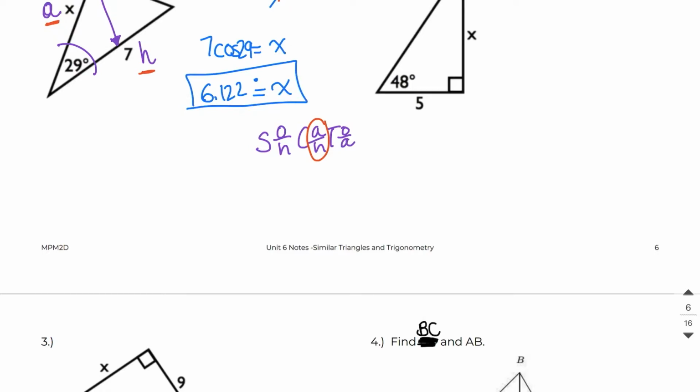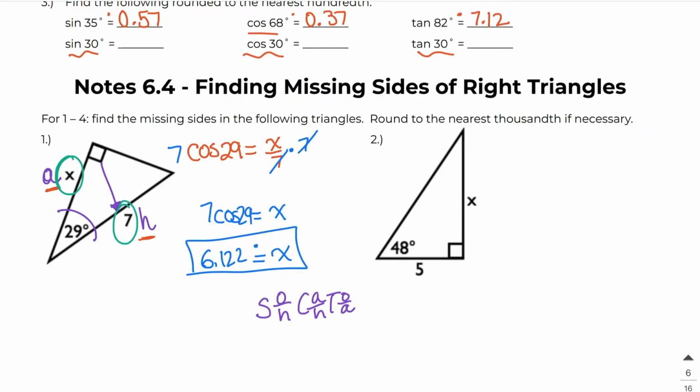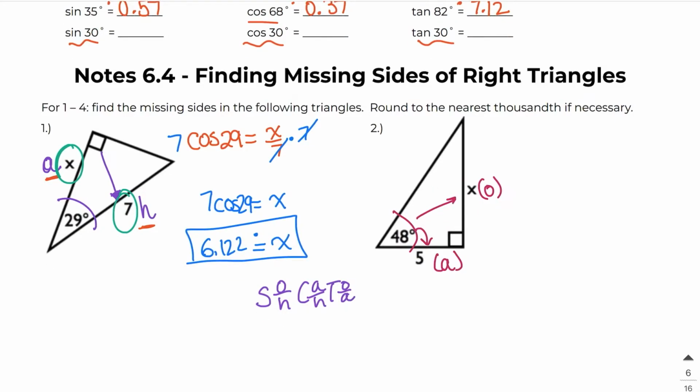So we know that x here is going to be approximately 6.122, and we have solved for x. All right, in our next example, we're given angle 48 degrees, and the opposite side to it is the x, and then the adjacent side to it is the 5. How do I know that this is adjacent? Because this one is going to have to be the hypotenuse, okay? So which ratio uses opposite over adjacent? That is going to be the tangent ratio.